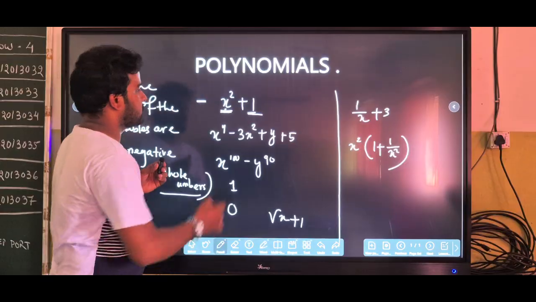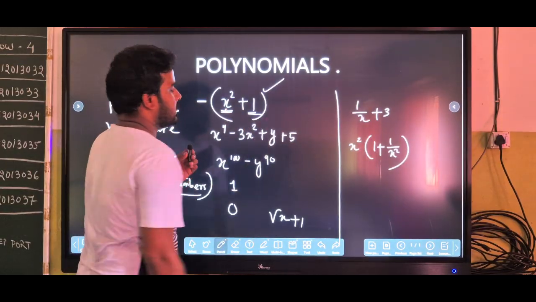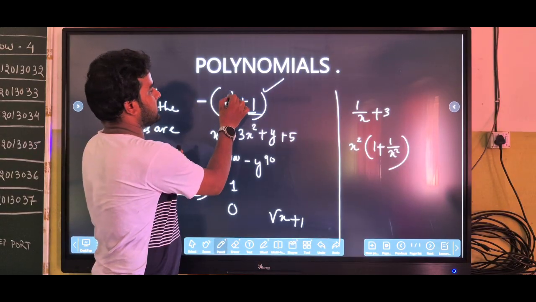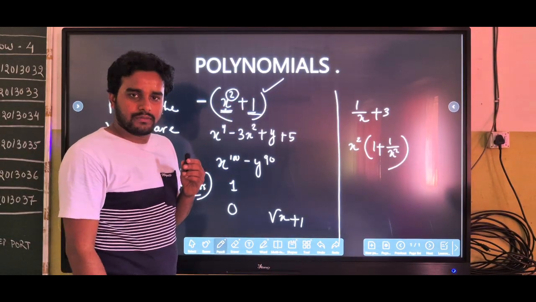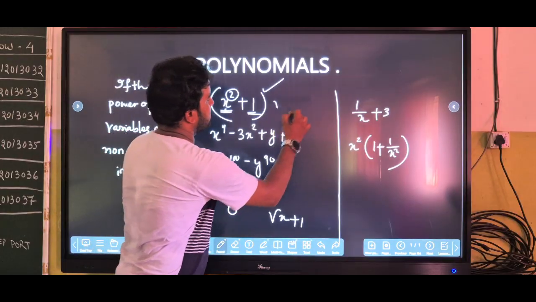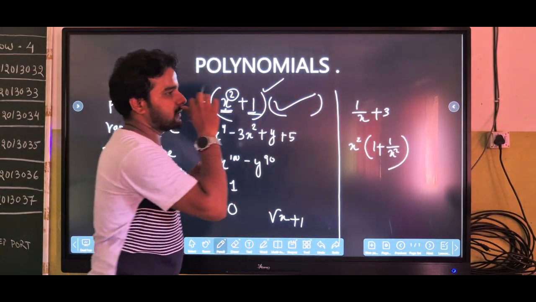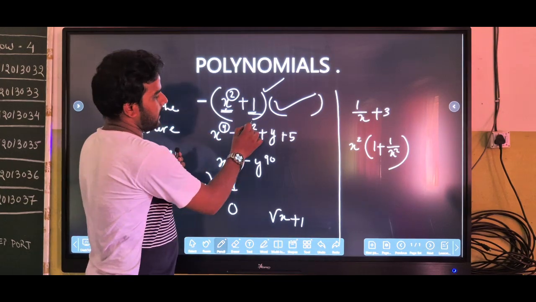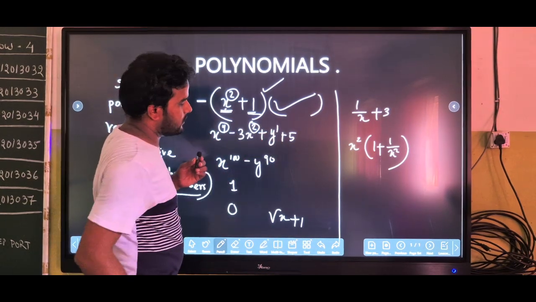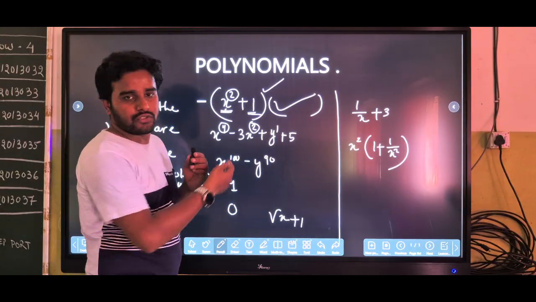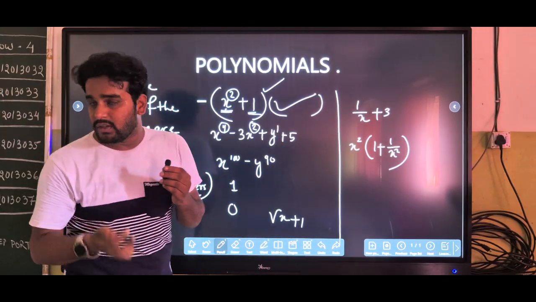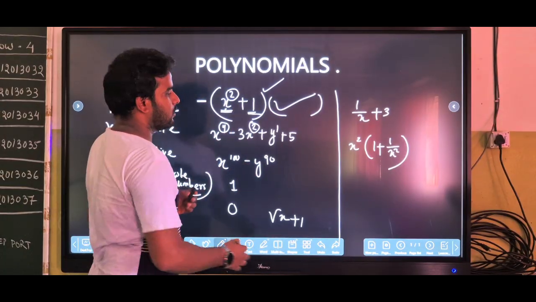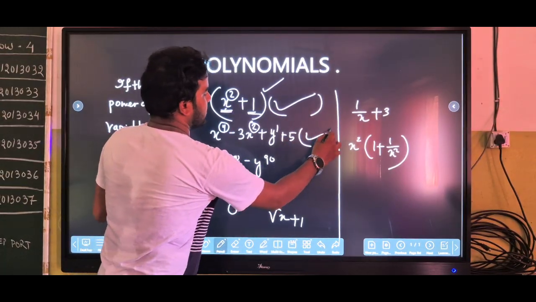So let us see the first one, x square plus 1. In this, the power of x, or the exponent of x, is 2. So 2 is a whole number. Yes, so this is a polynomial. So I have put a tick mark. In the second one, you can see the exponent is 4, exponent is 2, here exponent is 1. It may be one variable, it may be two variables, but we will check only the exponent. Here 4, 2, 1, so these are whole numbers. So it is also a polynomial.